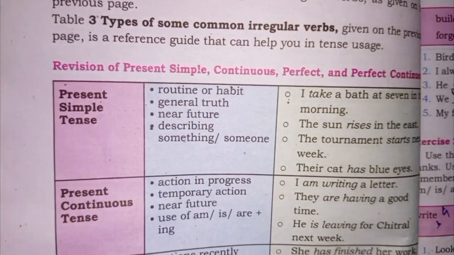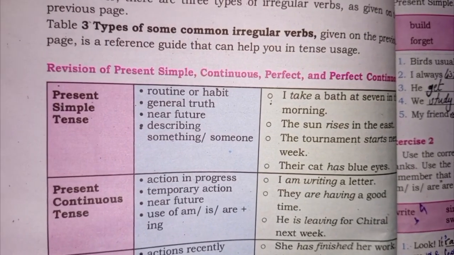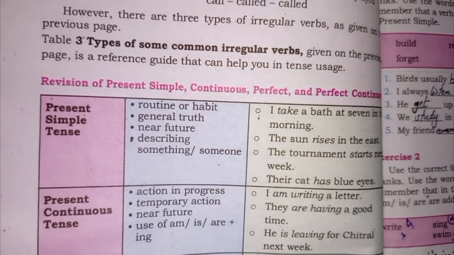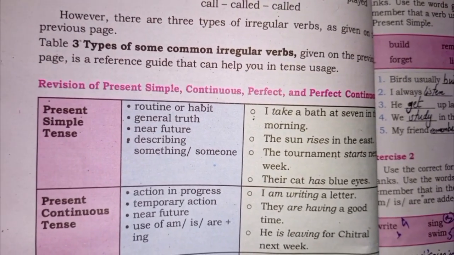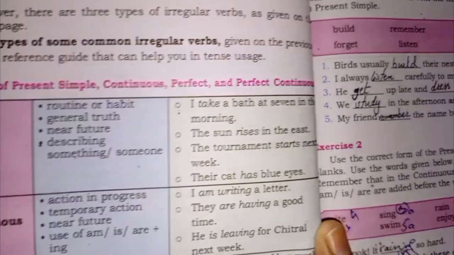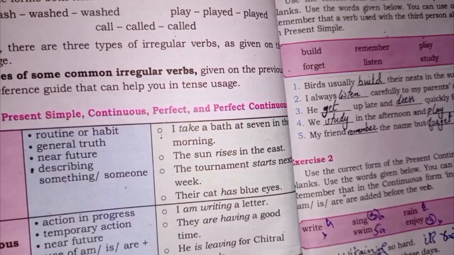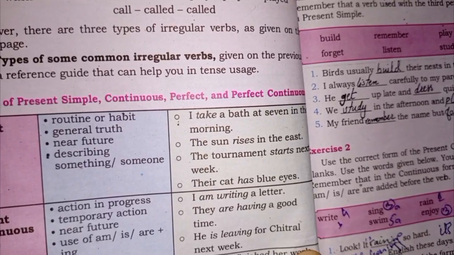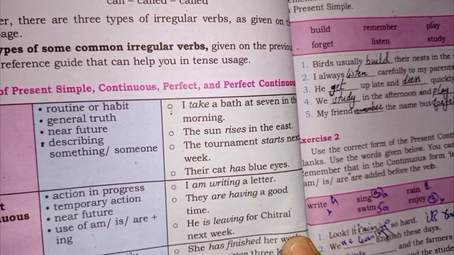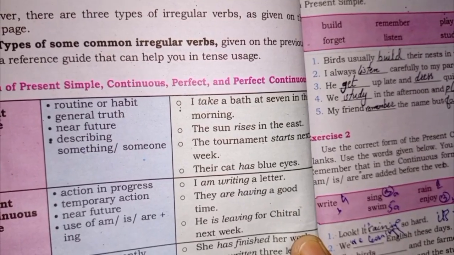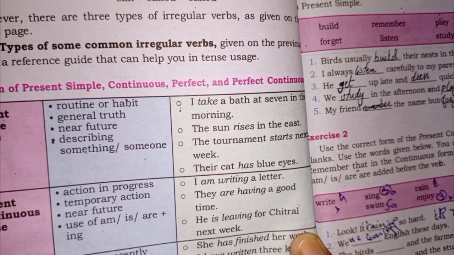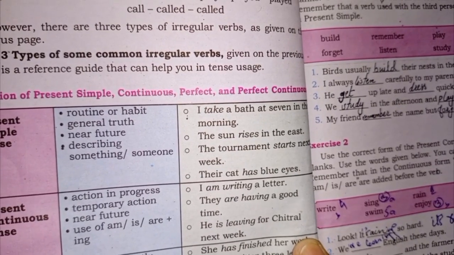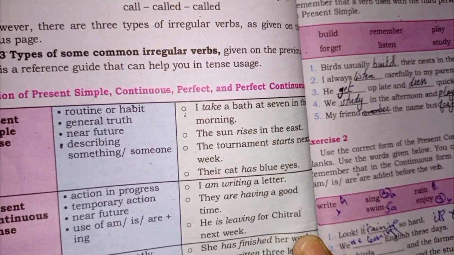So here you are looking at the present simple tense. You know, present simple tense always tells about routine work, habitual work, general truth, near future, and describing something or someone. Here are the examples. I take a bath at 7 in the morning. It is a routine or habit of a person. The sun rises in the east. It is a universal truth. The tournament starts next week. It is a situation of the future, that it will be next week. The cat has blue eyes.